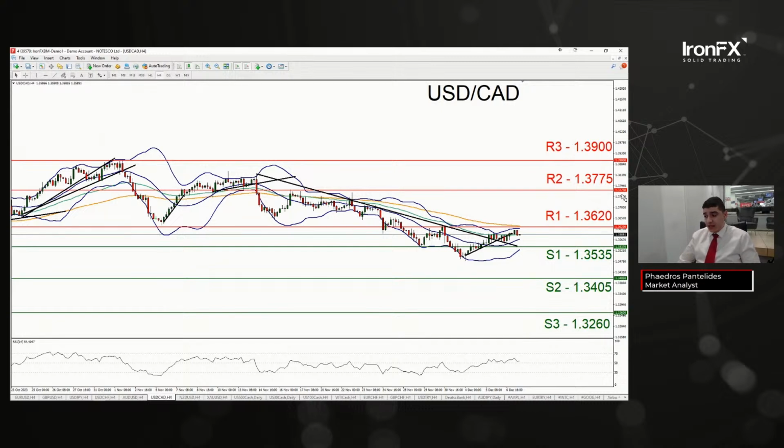Our RSI is still near 50, at 54 right now, which implies a neutral market sentiment for the pair. Narrowing of the Bollinger Bands, which are about to coincide with our S1 and R1 levels in terms of the lower bound and the upper bound, could further support a sideways bias outlook. So maintaining a sideways bias for the US dollar against the Canadian dollar.